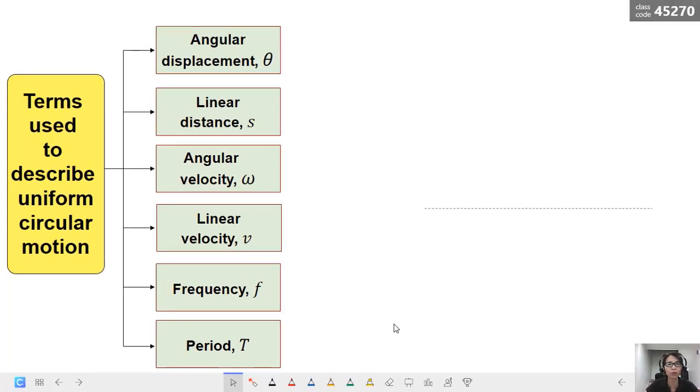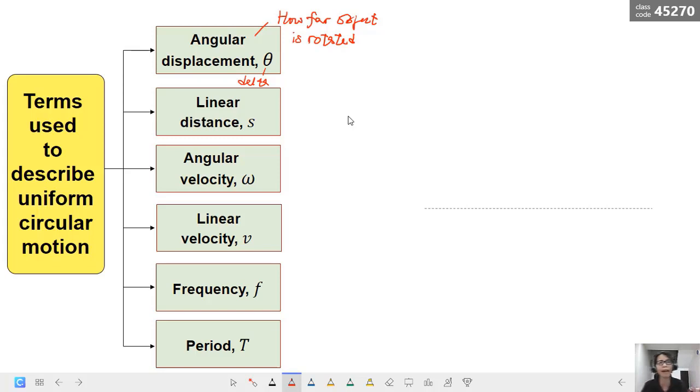So in order to understand and solve problems related to uniform circular motion, we have to understand the terms we use to describe uniform circular motion. We have angular displacement, theta. This symbol is called theta. Okay, so what is meant by angular displacement? Actually, angular displacement refers to how far the object has rotated. How far it has already rotated.